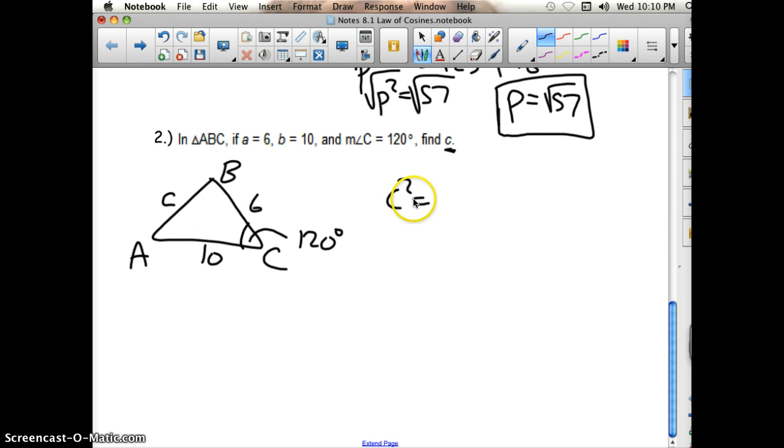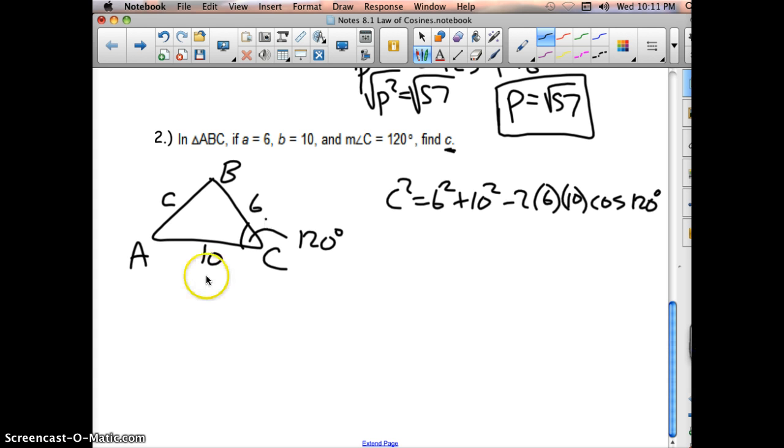C squared equals 6 squared plus 10 squared minus 2 times 6 times 10 times the cosine of 120. And once you get the stuff plugged in, take a second, look back at what you're given, make sure you've labeled things correctly. Little a is 6, so that should go there. Little b is 10, that should go there. And the measure of angle C is 120. Make sure you have everything plugged in okay, because really, that's kind of as complex as this one's probably going to get.